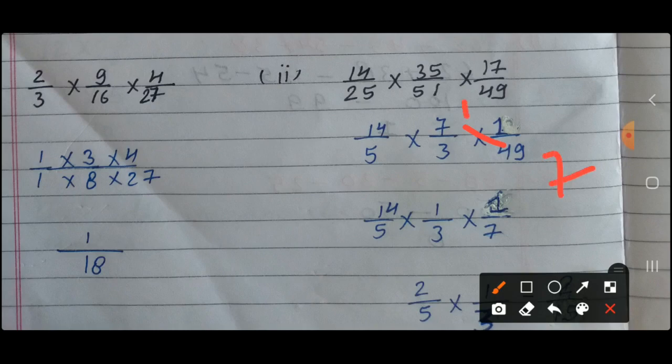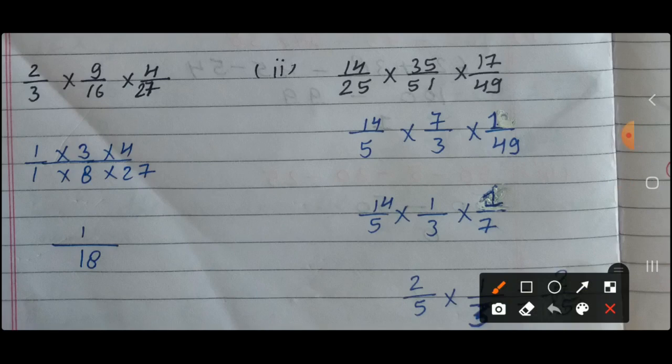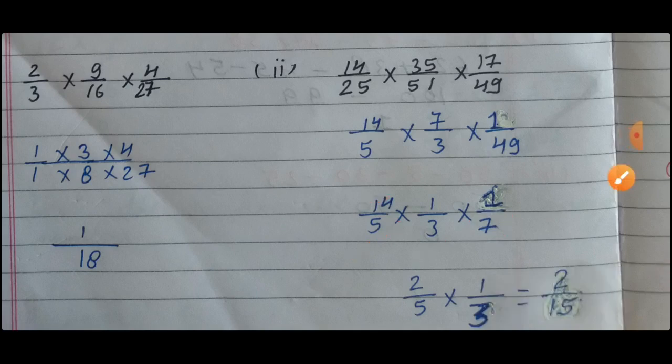In the numerator, what are we getting? 14 upon 5 multiply by 3 upon 1 upon 3. Yes, 1 is here, and then 1 upon 7. Here 7 and 14 have a common factor of 7. 7 1s are 7, 7 2s are 14. Now in the numerator, what are we getting? 2 multiply by 1, and in the denominator 5 multiplied by 3. Yes, this is cancelled. 2 multiply by 1, 2 is here, and 3 multiply by 5, 15. 2 upon 15.